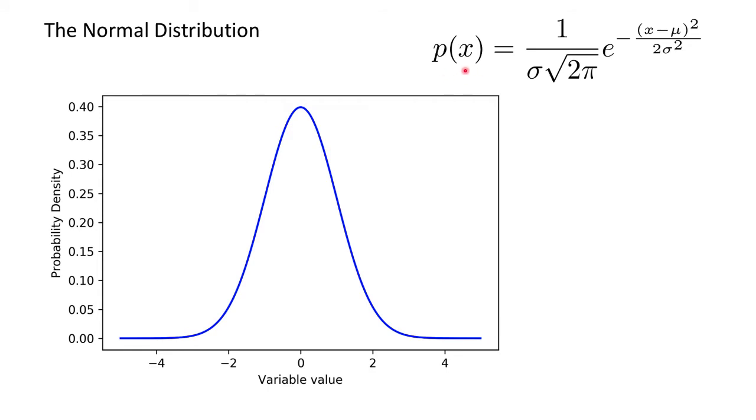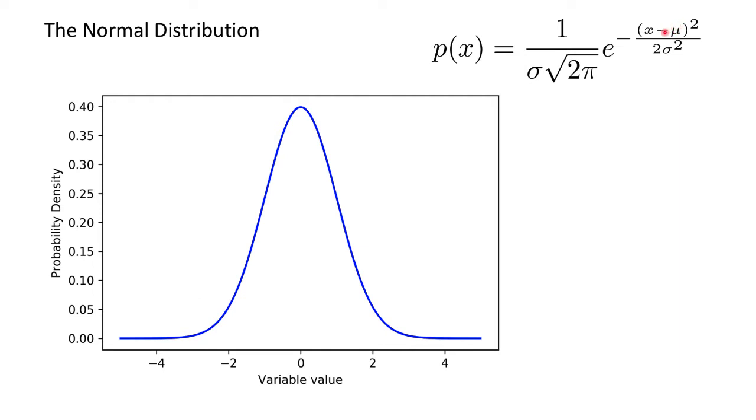So this is the probability density here. And it's basically exponential, so it's e to the minus x squared over some constant. So as x gets bigger, it's e to the minus a bigger number squared, so it drops away on both sides, explaining the shape.